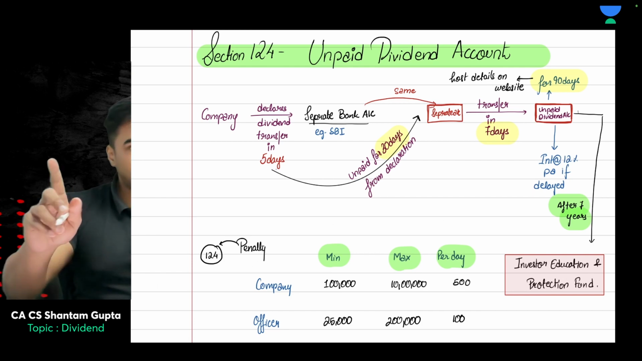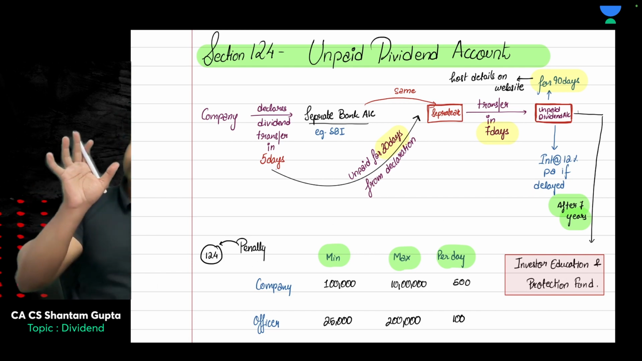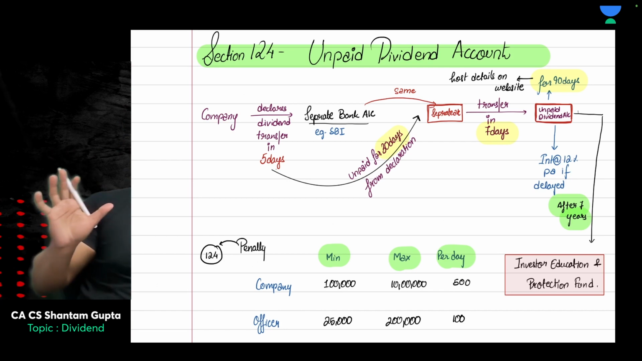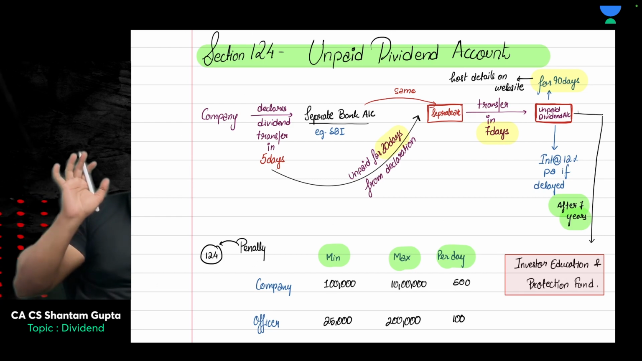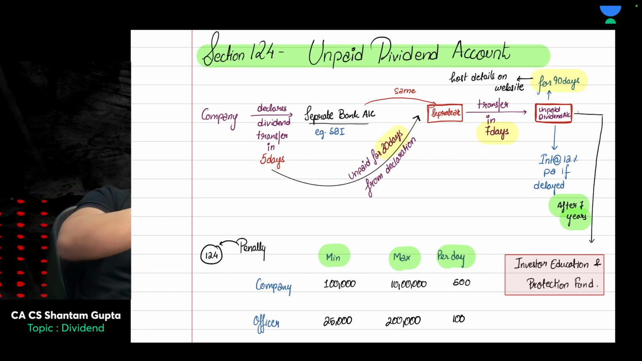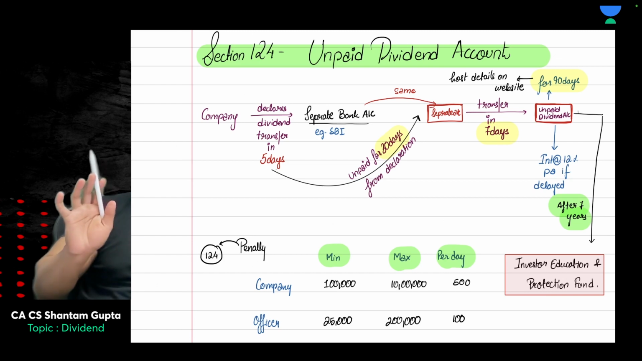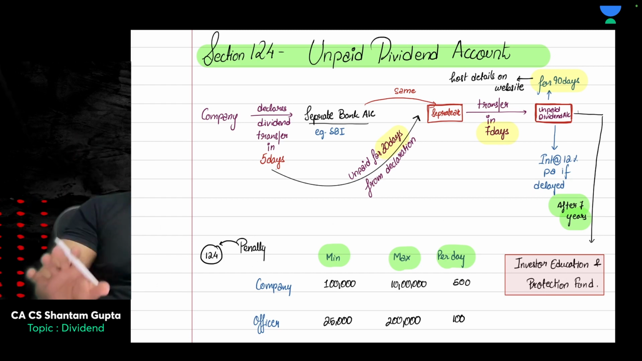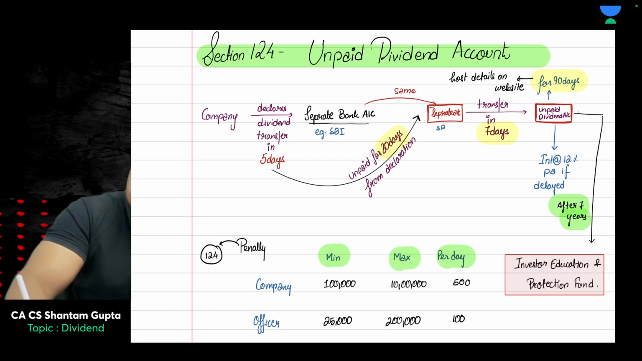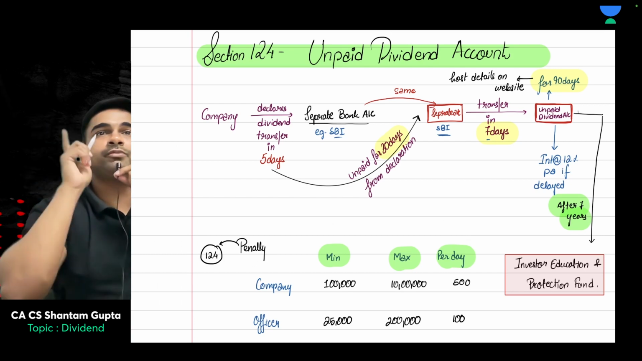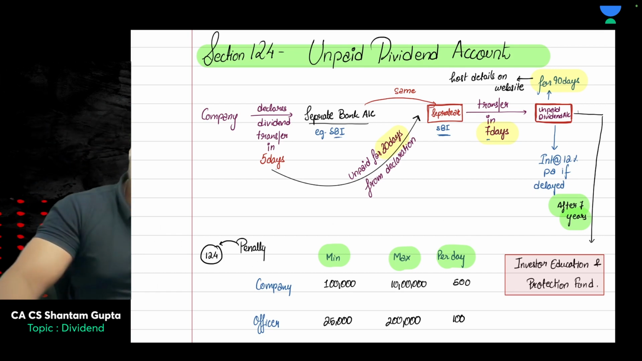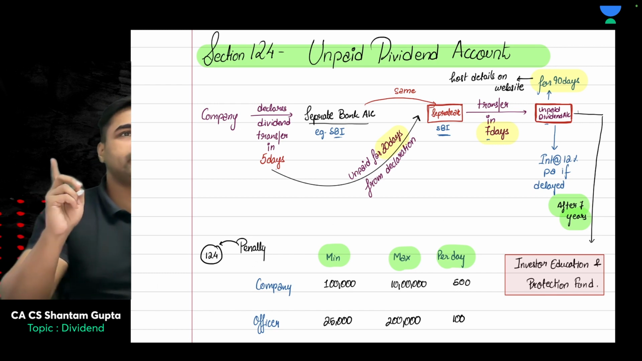Now, they will keep this money here and wait. Wait for how many days? Wait for 30 days. 30 days from where? From the date of declaration. If up till 30 days, this money is not removed from SBI's account by the holder, 7 days from here, that is 7th of February, they will transfer it to unpaid dividend account.